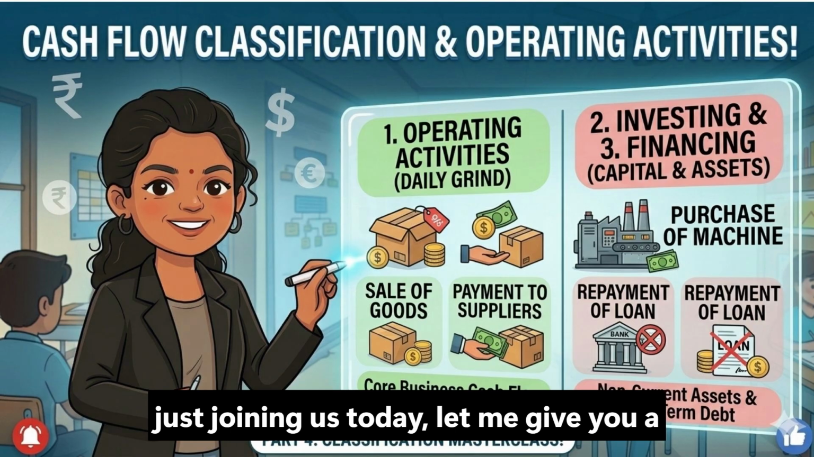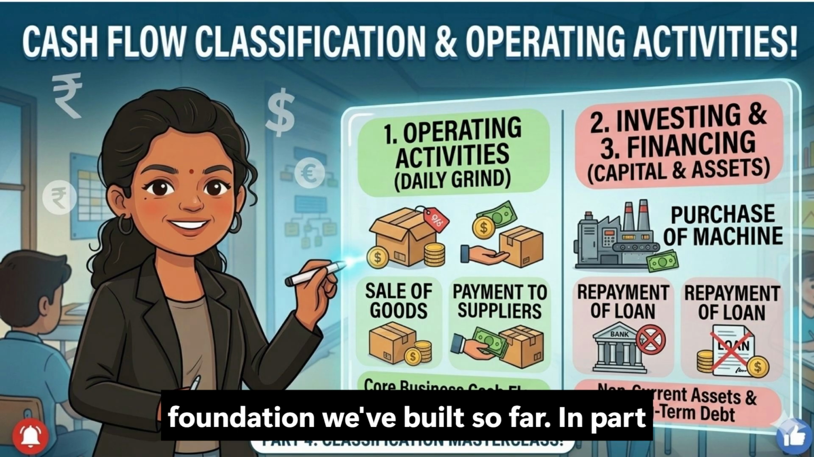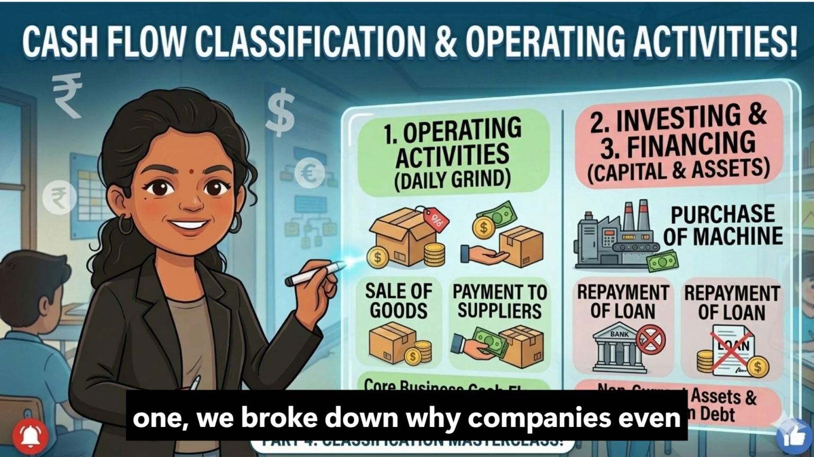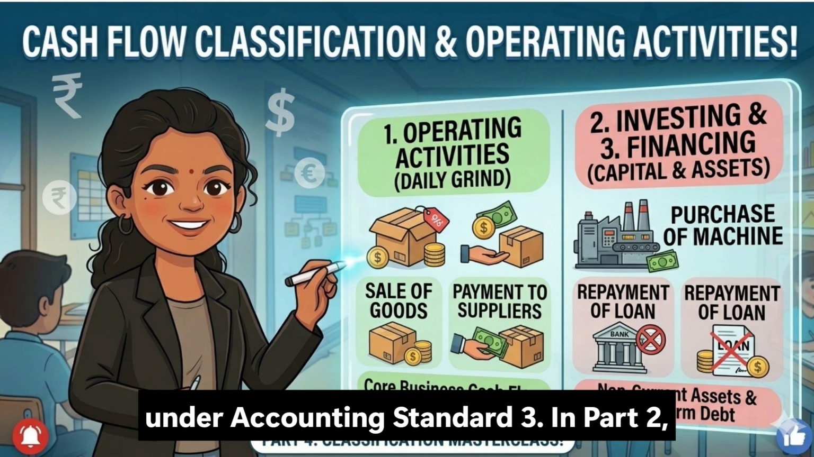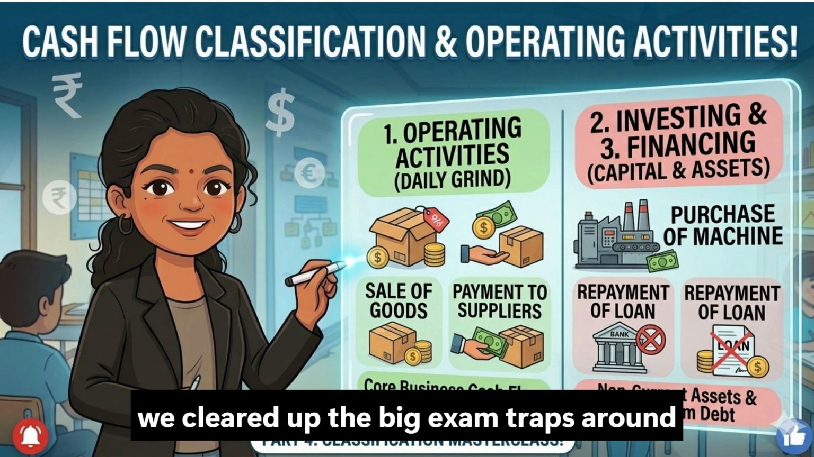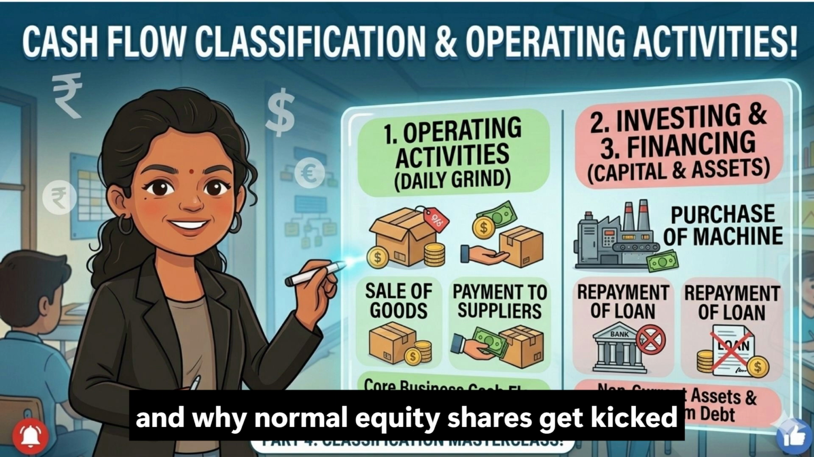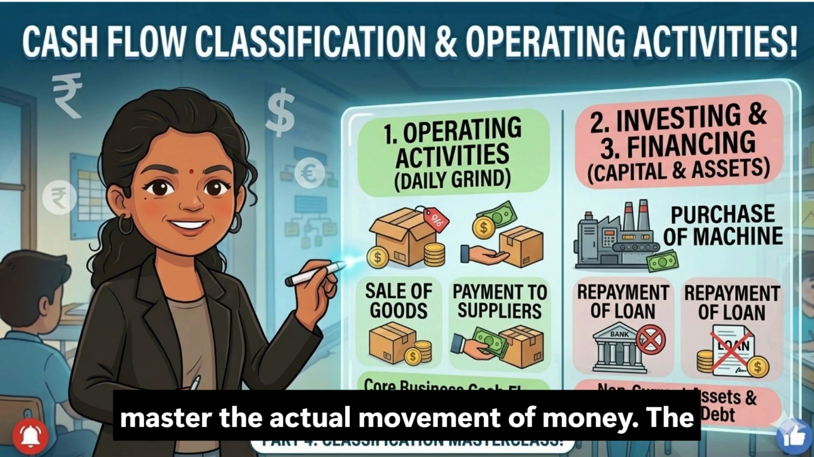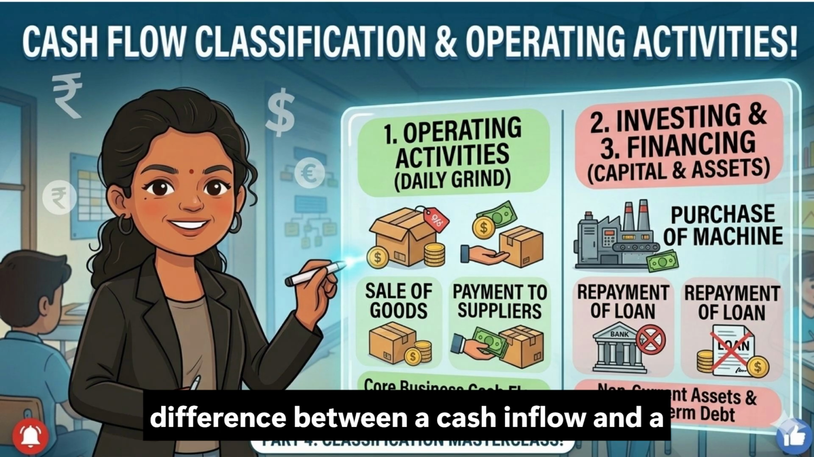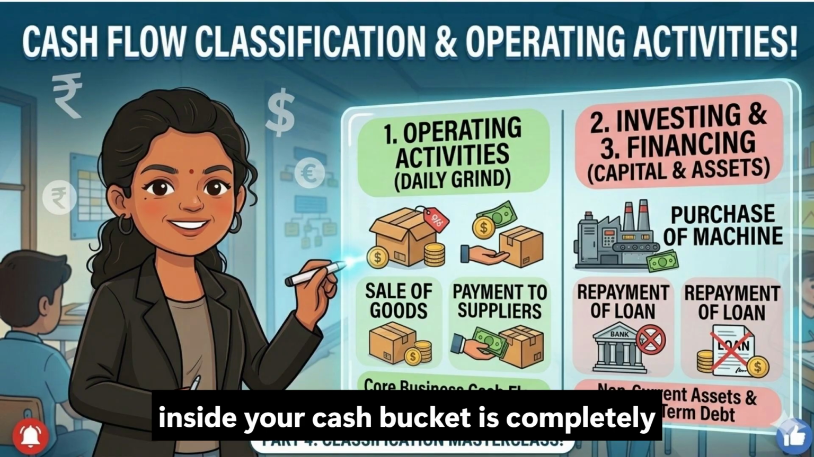Now, if you are just joining us today, let me give you a super quick recap of the rock-solid foundation we've built so far. In part 1, we broke down why companies even make this statement and the legal rules under Accounting Standard 3. In part 2, we cleared up the big exam traps around what counts as cash and cash equivalents and why normal equity shares get kicked out of that club. And in part 3, we mastered the actual movement of money, the difference between a cash inflow and a cash outflow, and why shifting money inside your cash bucket is completely ignored.